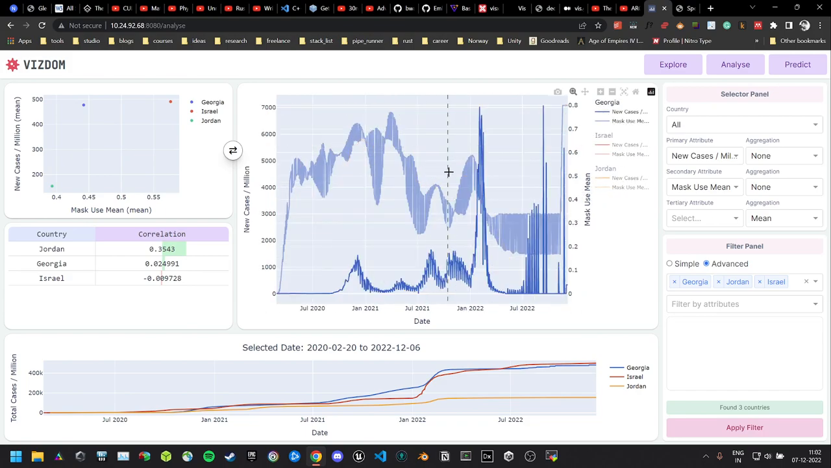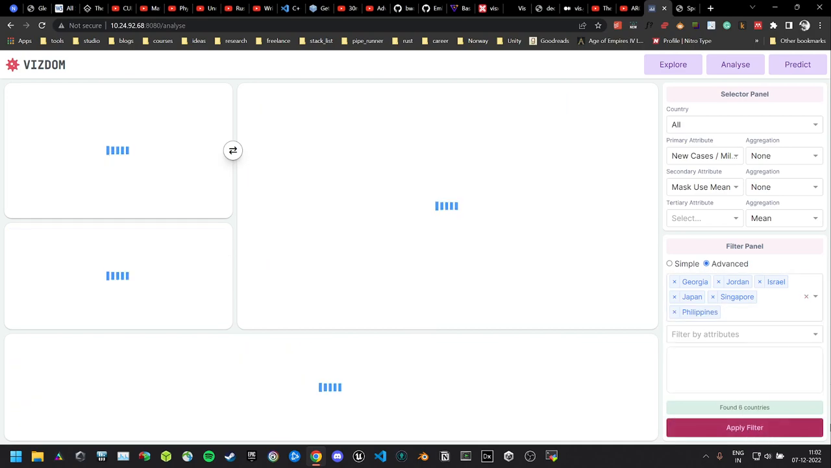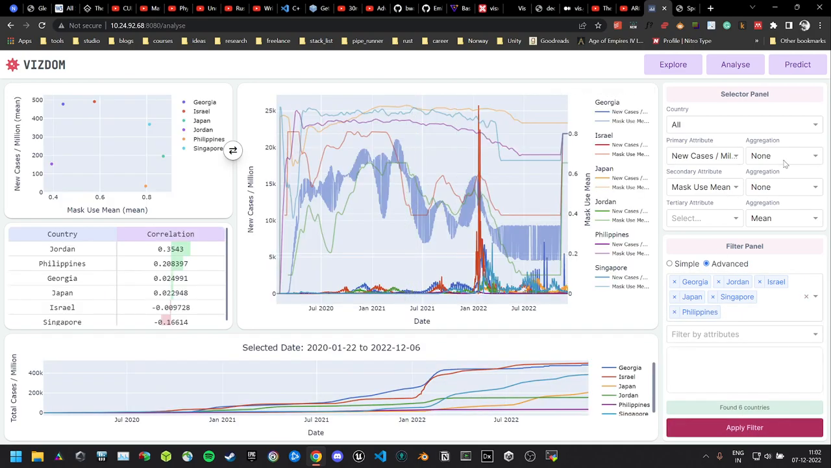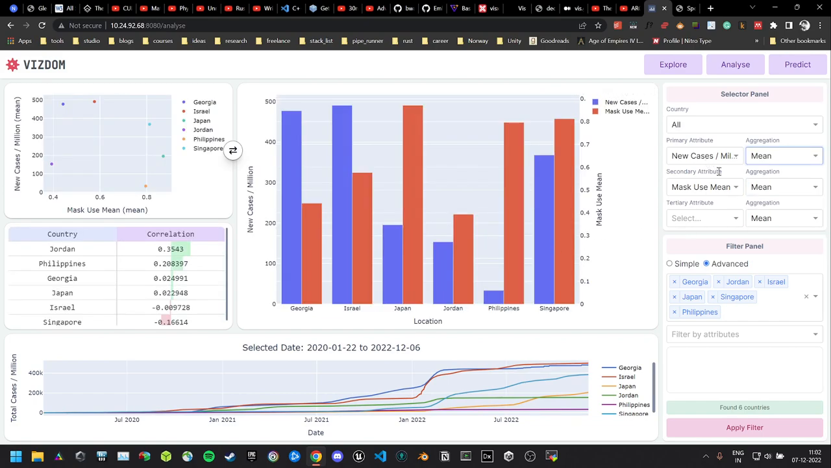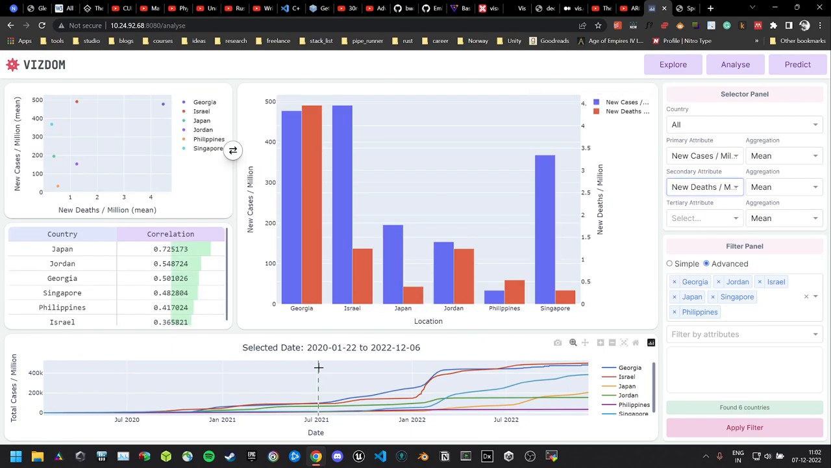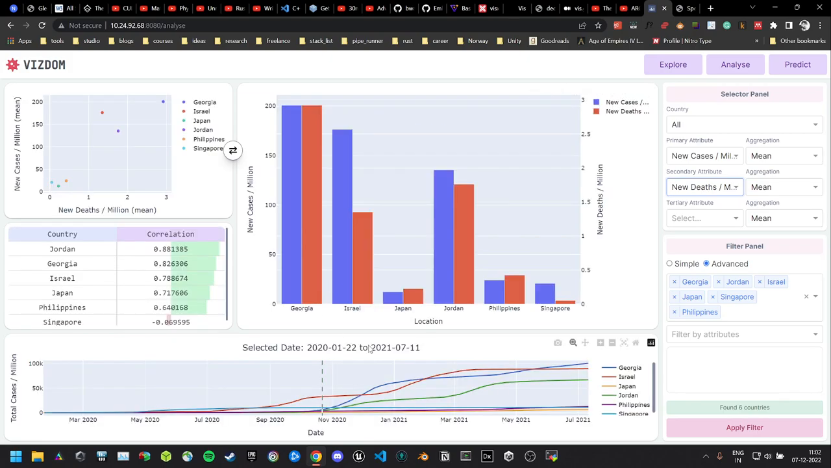And Georgia also ends up having a reactive approach. Now, if we compare all of them side by side, we have another interesting discovery. Now, if you look at the mean of new cases versus new deaths per million, we'll notice that at the start, Japan, Philippines, and Singapore, all the countries that have this proactive approach to wearing masks, did really well in terms of managing COVID and new cases, basically. While Georgia, Israel, and Jordan did not.